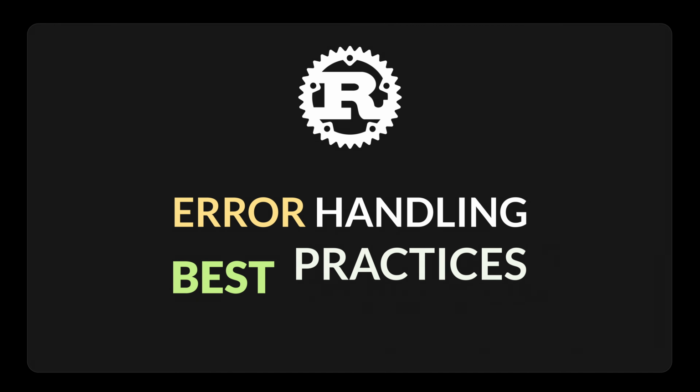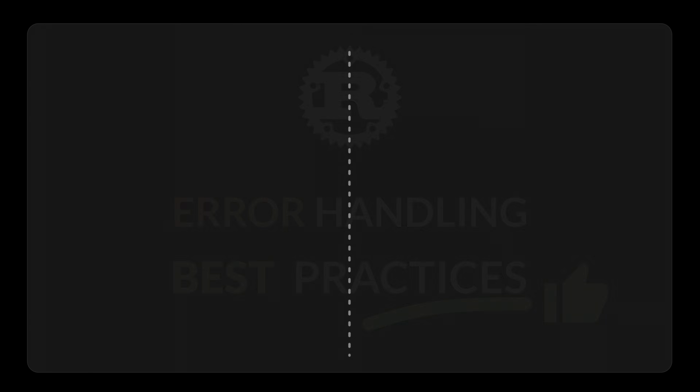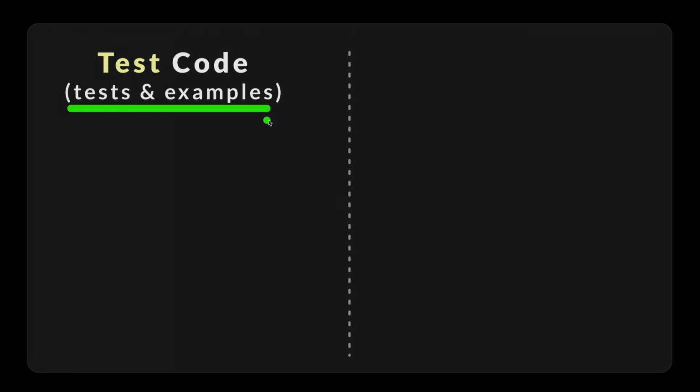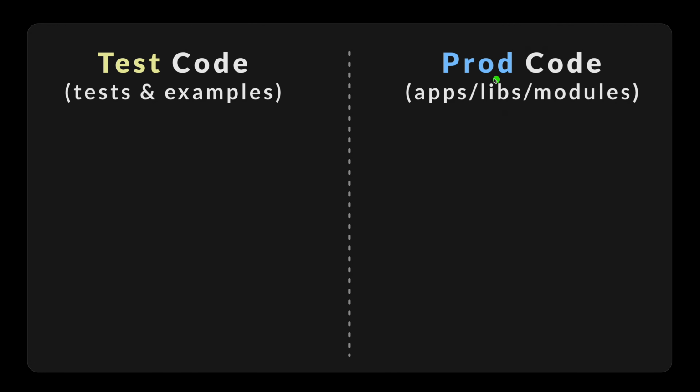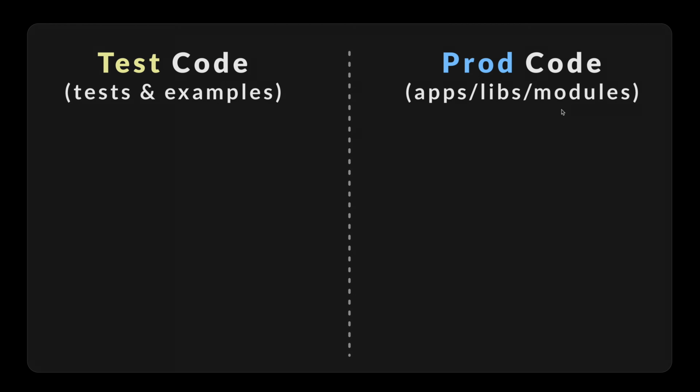Here are some Rust error handling best practices that have been working very well for me. First, I split error requirements into two categories: errors for my test code and my examples, and the ones for my production code, which includes my app, libs, and modules. Obviously, my unit test code will be part of my apps, libs, and modules as well, but I still make the distinction between the usage in both cases.